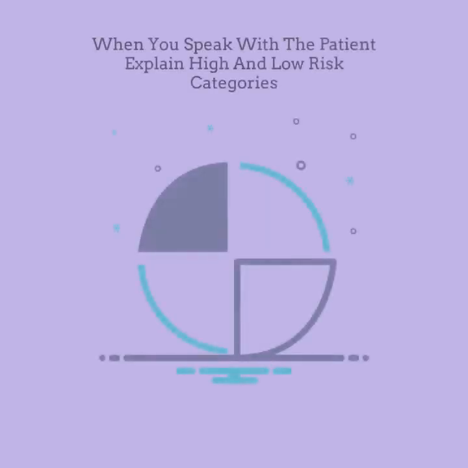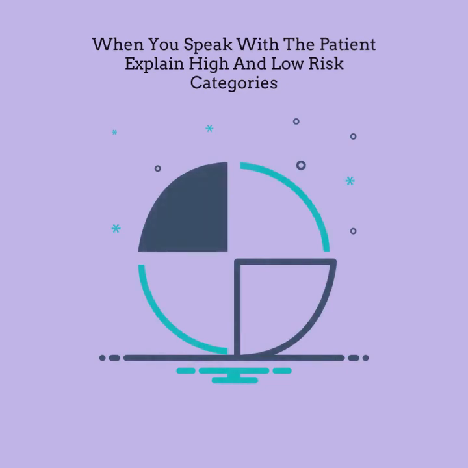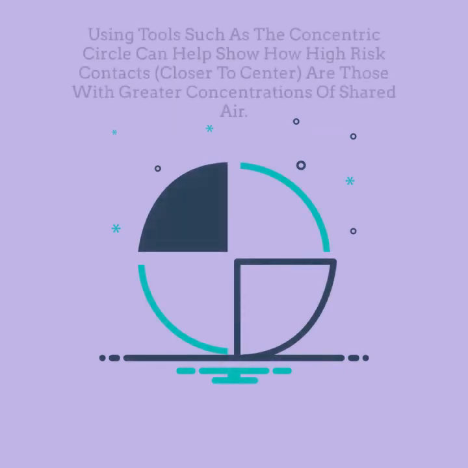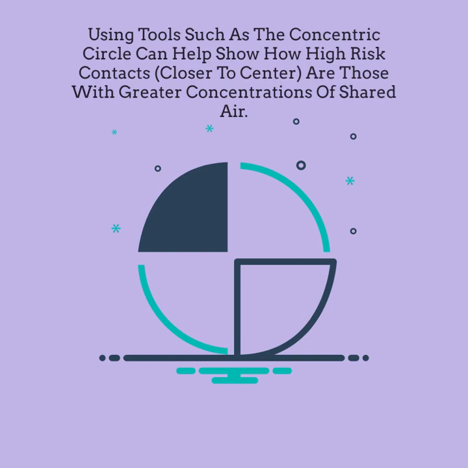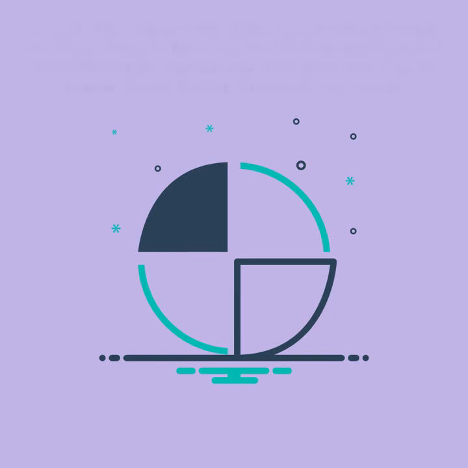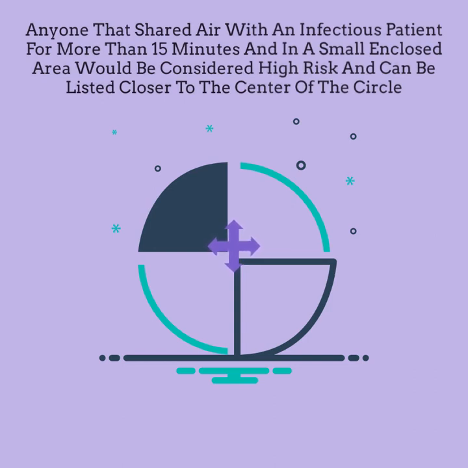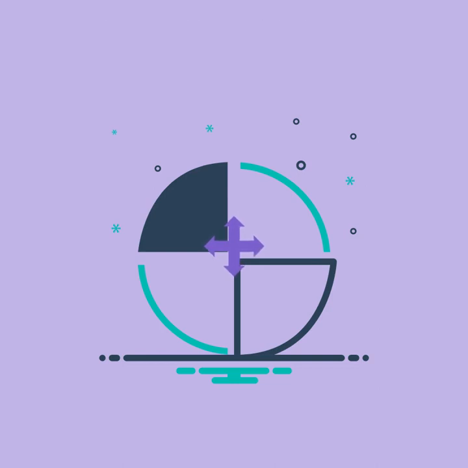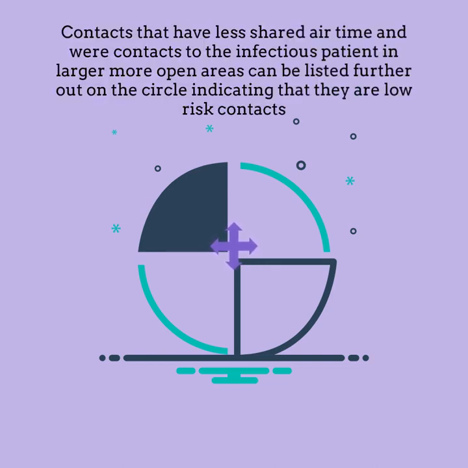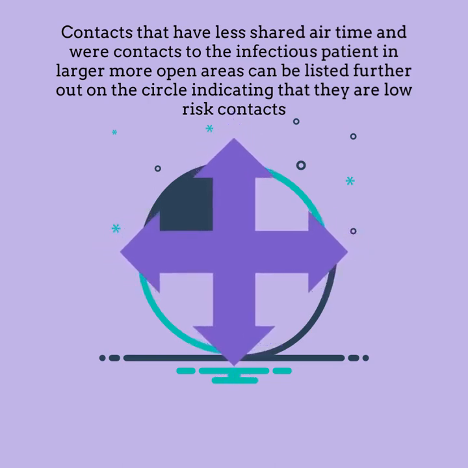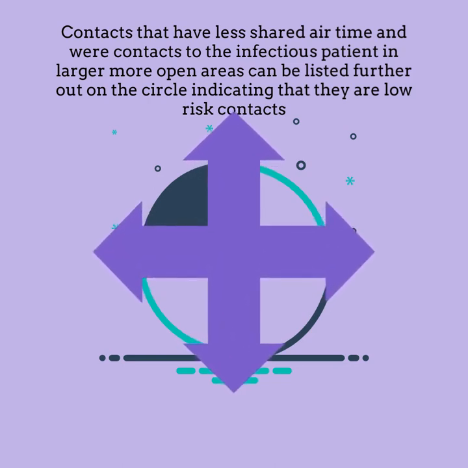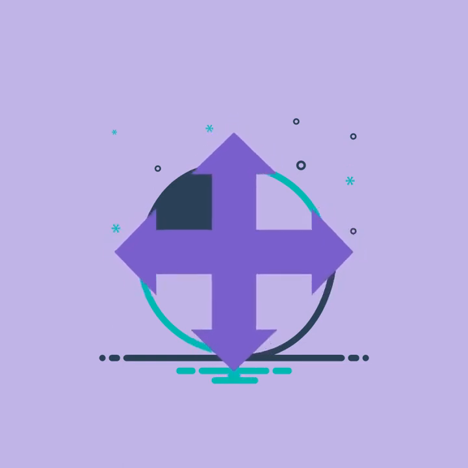When you speak with the patient, explain high and low risk categories. Using tools such as the concentric circle can help show how high risk contacts, closer to center, are those with greater concentrations of shared air. Anyone that shared air with an infectious patient for more than 15 minutes and in a small enclosed area would be considered high risk and can be listed closer to the center of the circle. Contacts that have less shared airtime and were contacts to the infectious patient in larger, more open areas can be listed further out on the circle, indicating that they are low-risk contacts.